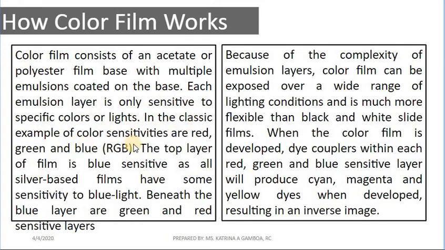And the classic example of color sensitives are red, green, and blue. So, the top layer of film is blue sensitive as all the silver-based films have some sensitivity to blue light. Beneath the blue layers are green and red sensitive layers. Because of the complexity of the emulsion layers, color film can be exposed over a wide range of lighting conditions and is much more flexible than black and white slide films.